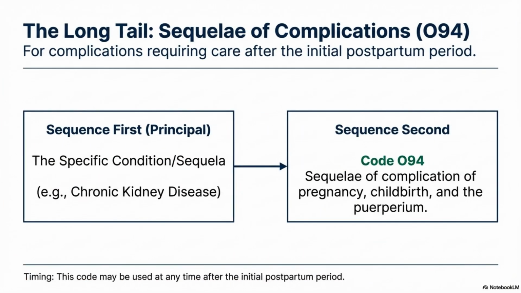When a complication from pregnancy or delivery leads to long-term consequences, you'll use O94, but not as the principal diagnosis. Sequence it like this. First, the specific condition or sequela. Second, O94. This code can be used at any time after the initial postpartum period.